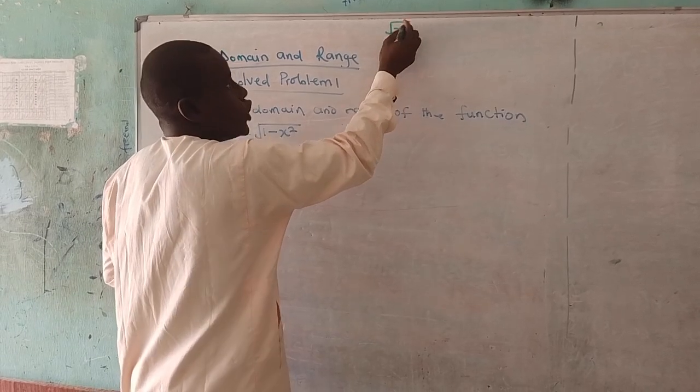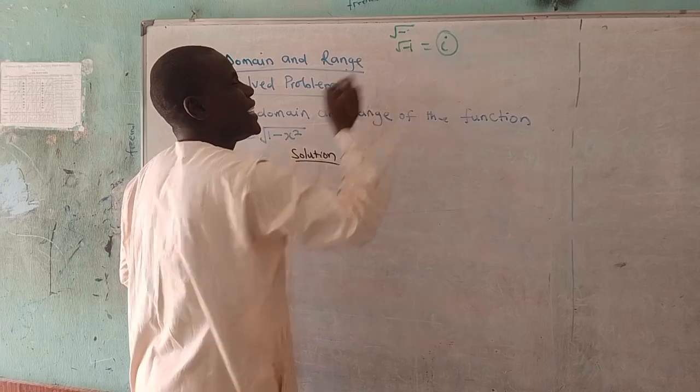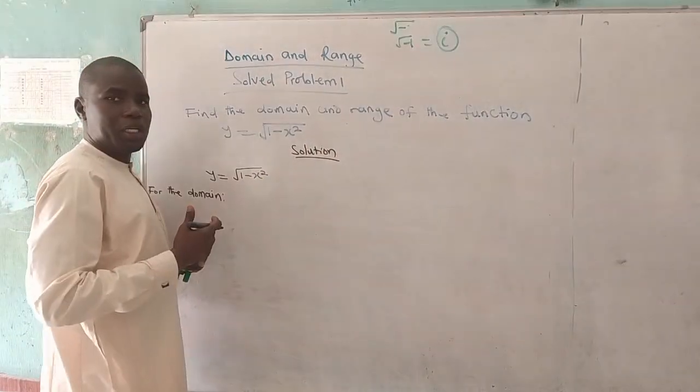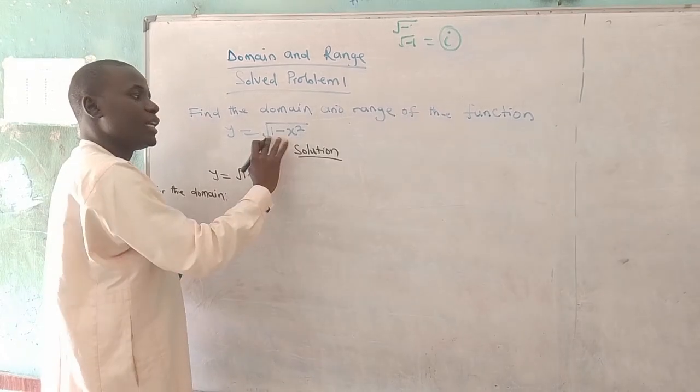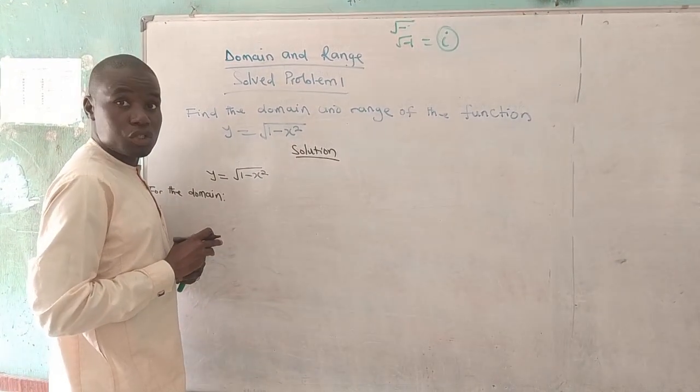Do you understand? So we already know that the square root of negative 1 is what? It is called i, the imaginary. Understand? So we are falling into what? The complex domain. Do you understand? So no matter what, this expression under the square root must not be negative. It must be positive. Do you understand?